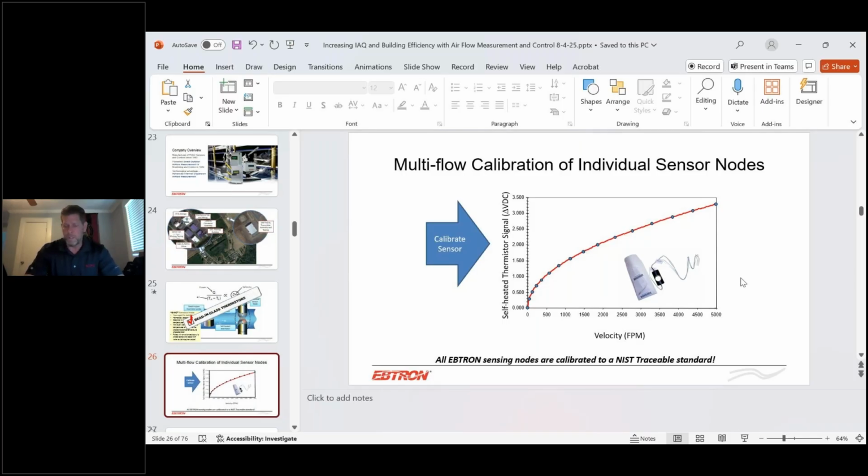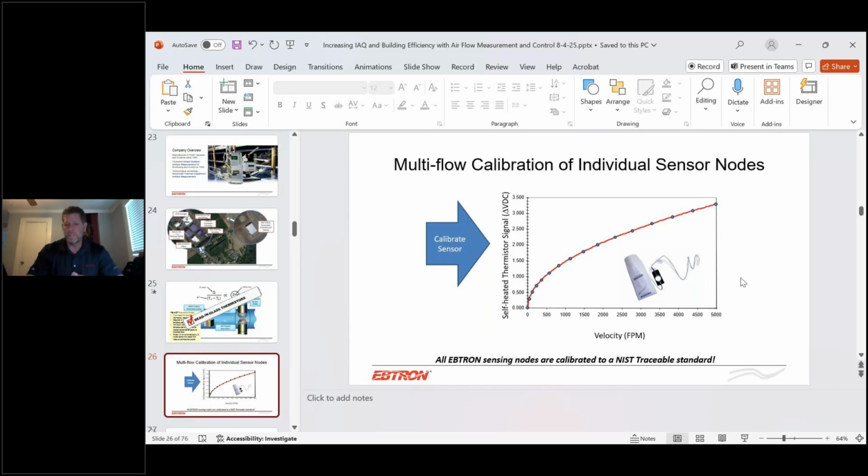And we utilize a government agency down in the DC area called the National Institute of Standards and Technology. They do a calibration with their laser Doppler anemometer. They send us the data, and we use their data in order to calibrate our sensing nodes. So it is a NIST traceable standard, every single sensing node back to the original NIST standard. Nobody else in the industry can provide that much data on their calibration as we do.